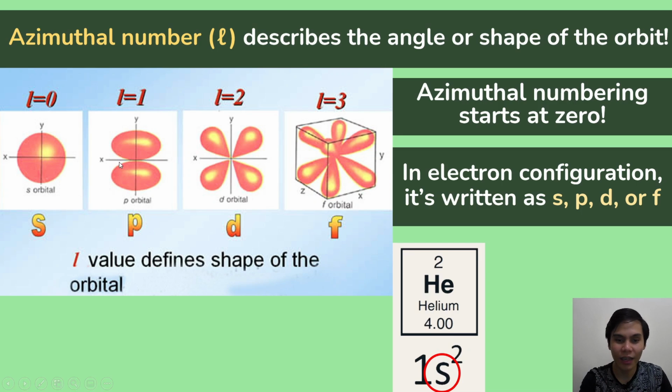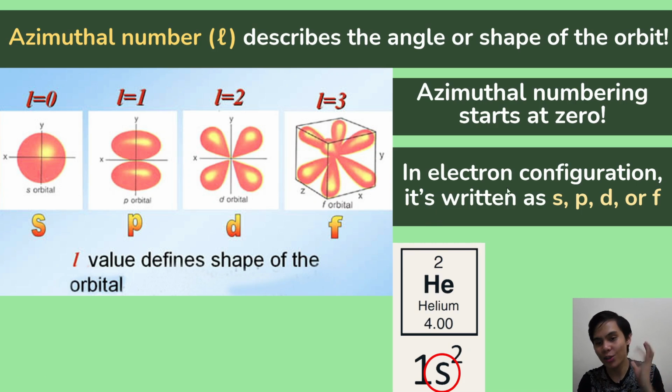So p looks kind of like a dumbbell, like a weird dumbbell. d is like a clover, and f is like one of those weird party animal balloons that clowns make. In other words, s is the simplest, and f is the most complex shape. And each of these shapes, again, correspond to a specific azimuthal number, with s being 0, p being 1, d being 2, and f being 3.